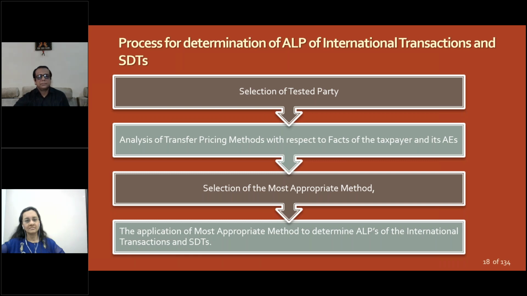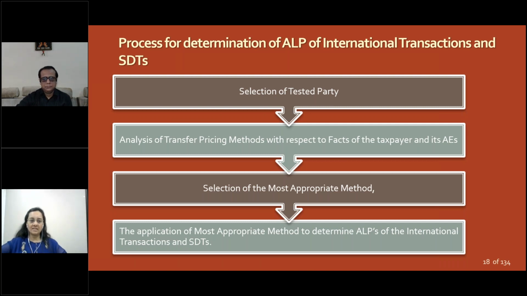Okay, carrying on. What is the process for determination of the arm's length price of an international transaction and of an SDT? The first step is selection of the tested party. Who is a tested party? This is not defined under our Act. Anytime there is a comparison, the comparison has to be of an entity versus another entity. The tested party is the party whose margin or whose price is being tested. I'll explain it a little further in the relevant slide.